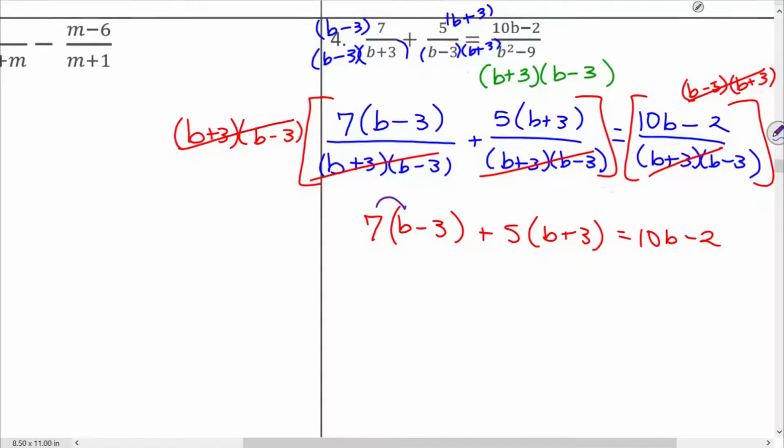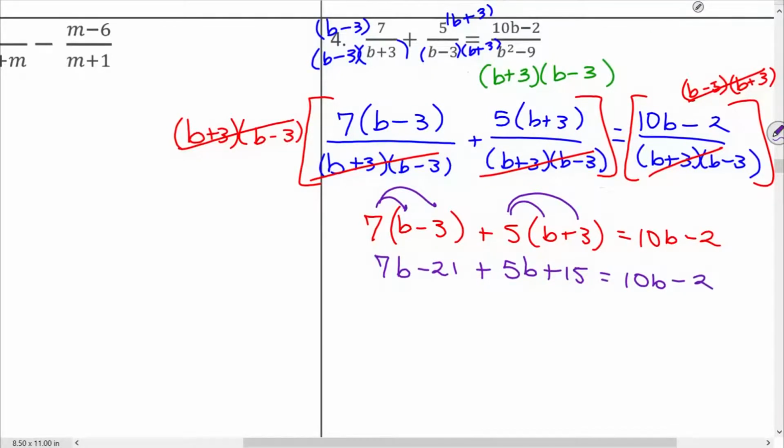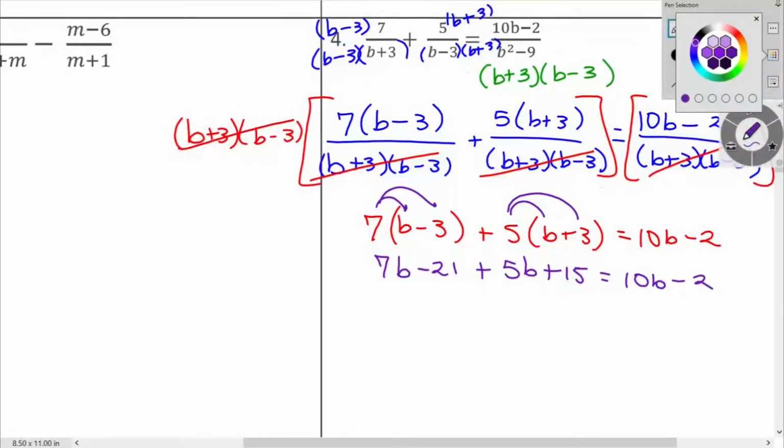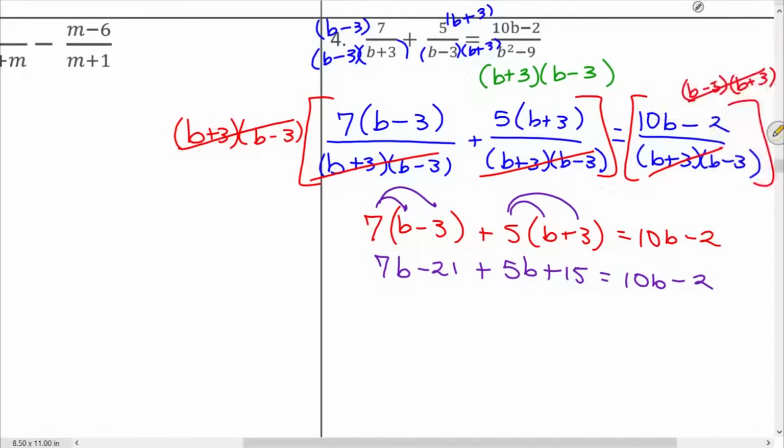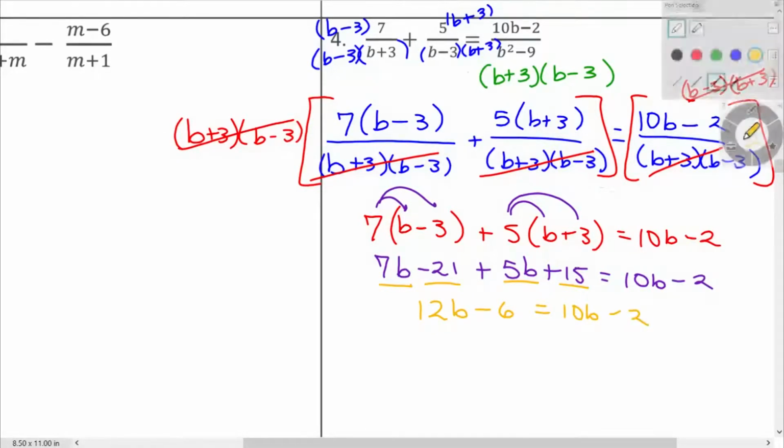I will distribute my 7. 7 times b is 7b. 7 times negative 3 is negative 21. Plus 5 times b is 5b. 5 times 3 is 15 is equal to 10b minus 2. I'm now going to combine like terms. And 7b and 5b give me 12b. Negative 21 plus 15 is minus 6 equals 10b minus 2.